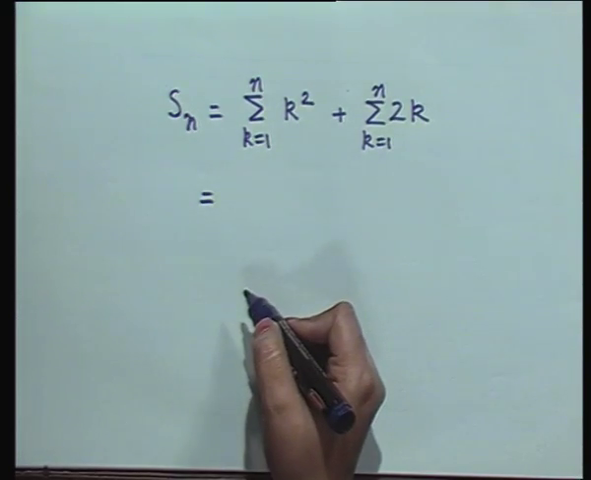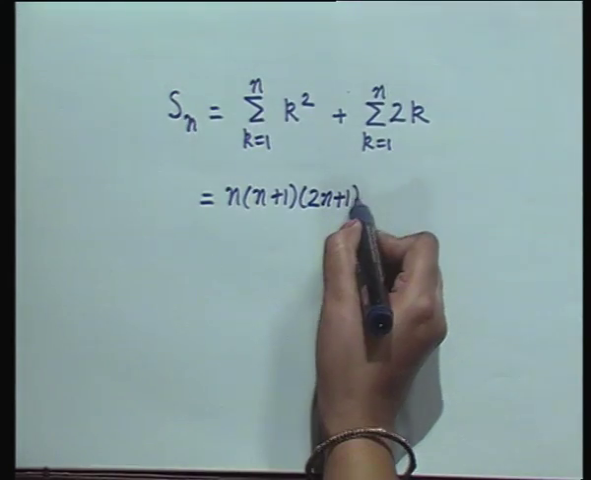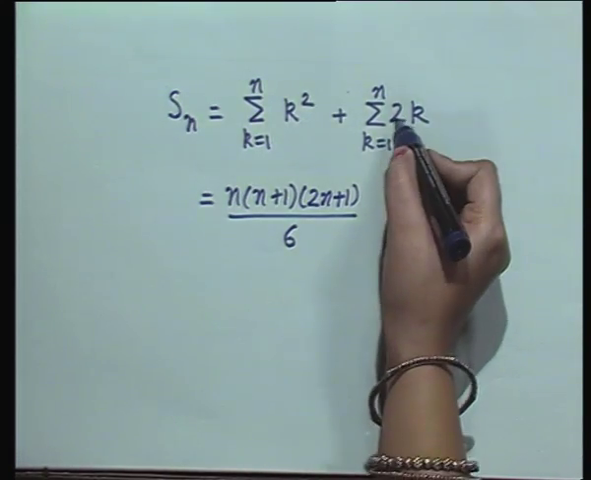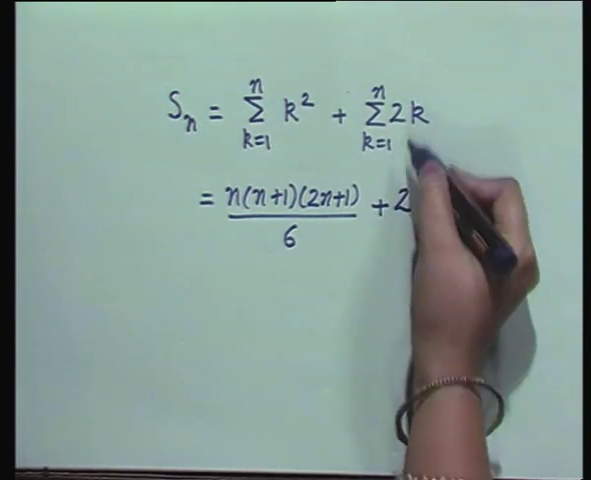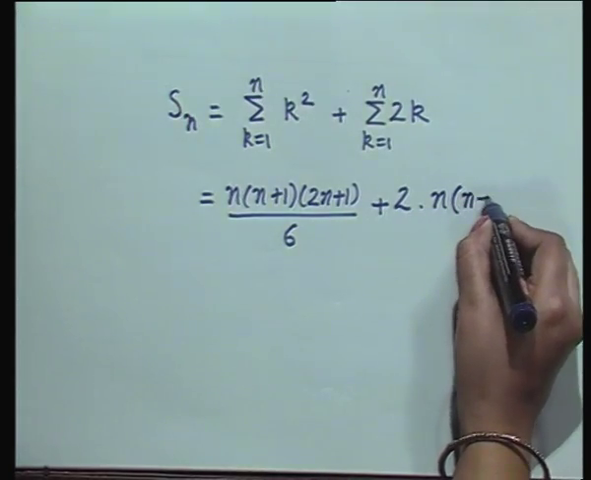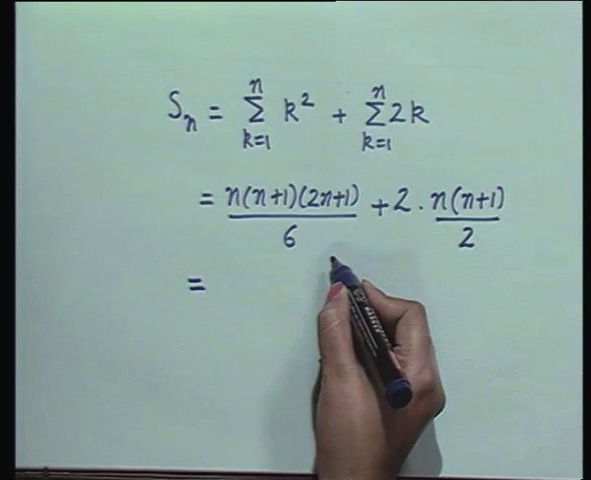Can you give me the value of sigma k square as k varies from 1 to n? Yes, ma'am. n into n plus 1 into 2n plus 1 upon 6. Here it is sigma of 2k. 2 is a constant, and so it can be taken outside the summation. So it's actually twice sigma of k. Do we know its value? Yes, ma'am. 2 is already there. Sigma k is n into n plus 1 upon 2. What's left is just basic simplification.